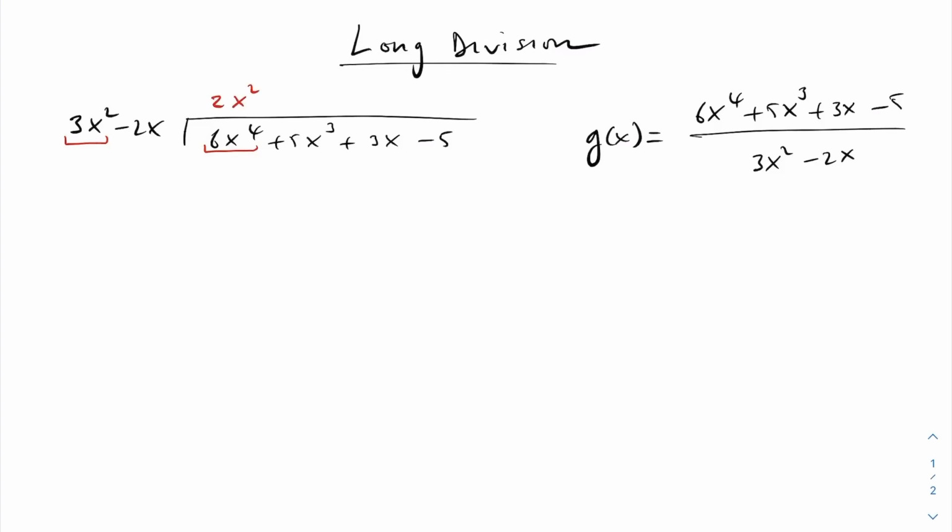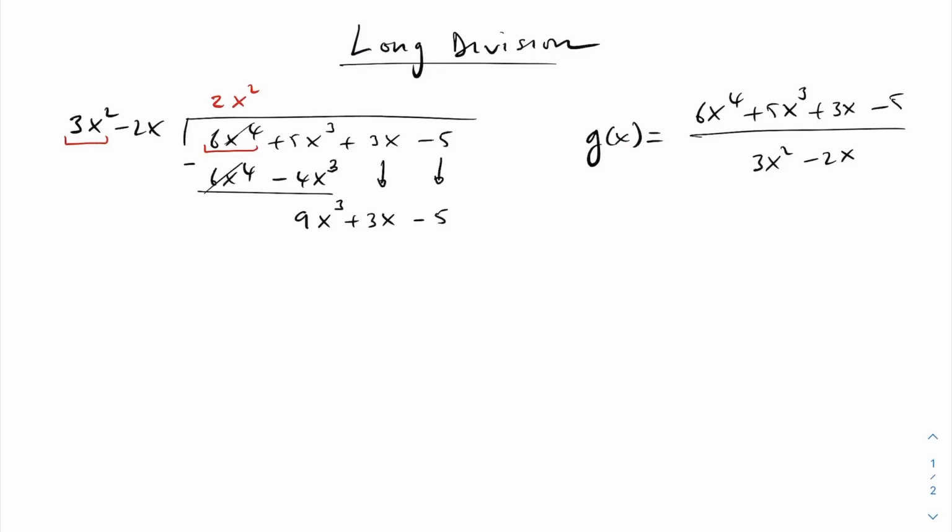After you've done that, you're going to take that 2x squared and multiply it with the divisor. And so we're going to have 2x squared times 3x squared, giving us 6x to the power of 4, and also 2x squared times negative 2x, giving us negative 4x cubed. Subtracting these two expressions is going to cancel out the first terms here, and then we're going to have 5x cubed minus 4x cubed, giving us 9x cubed. And then the two other expressions here can just be brought down because there's nothing else to subtract them with. And so we're going to have plus 3x minus 5.